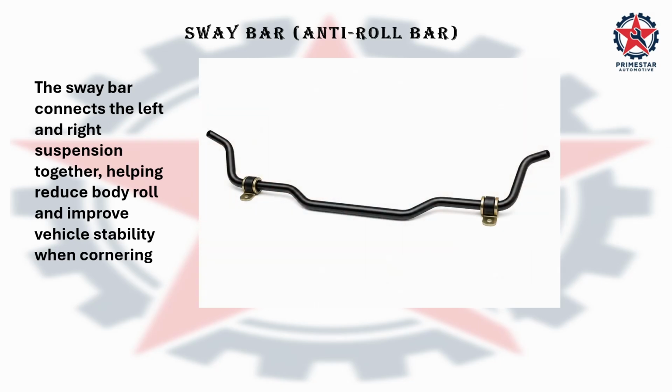This is what a typical sway bar looks like when you remove it. The center section mounts to the body, chassis or subframe through the rubber bushes. The ends connect to the suspension, usually through stabilizer links or, on some designs, directly to the control arms.